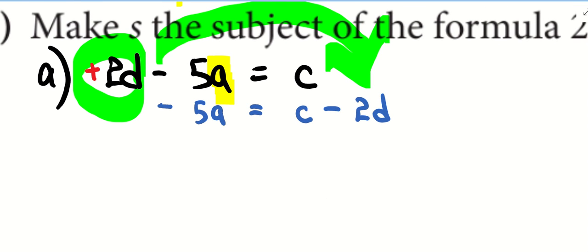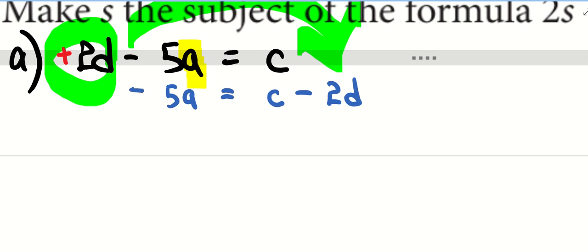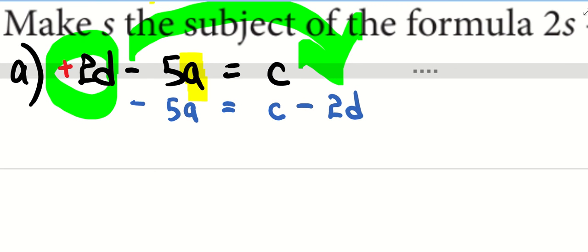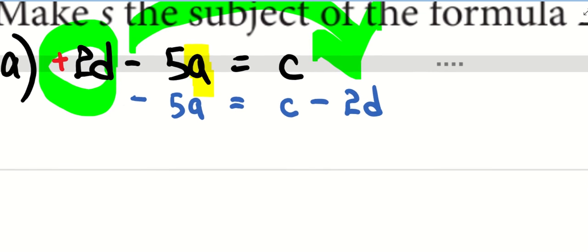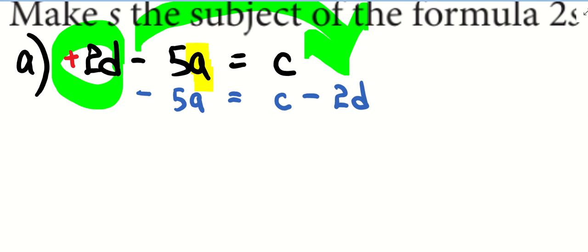Next, I still want to make A the subject. Is A the only thing that's on the left-hand side? There is still a negative 5. And take note, like I said the other day, what is the meaning of negative 5A? There's something invisible there also. Okay, you need to divide. But before that, take note, this is seen as negative 5 times A.